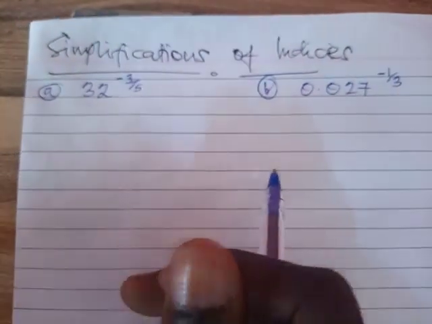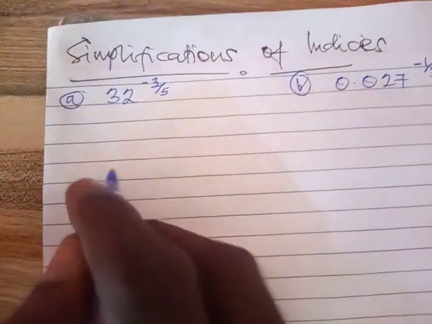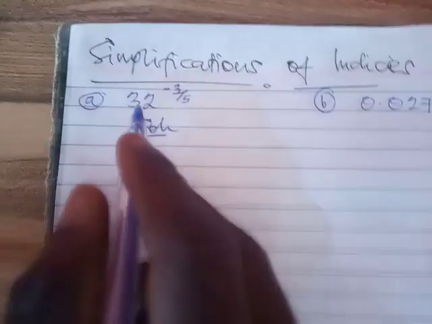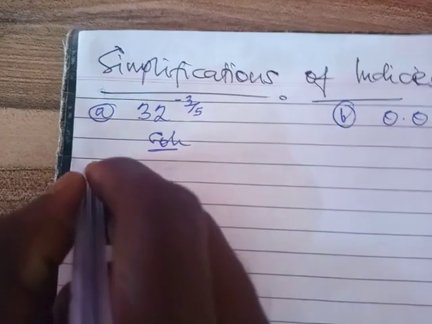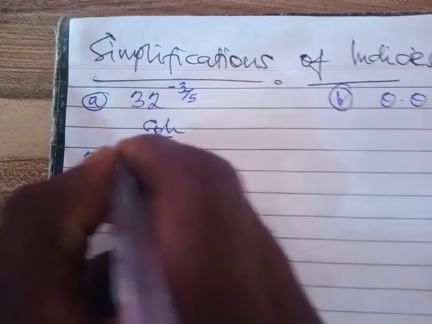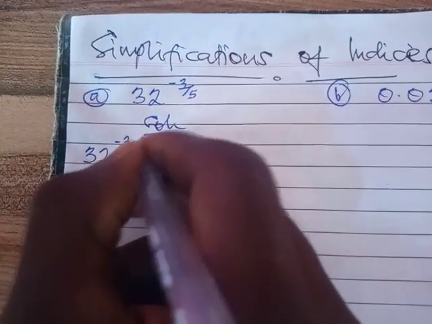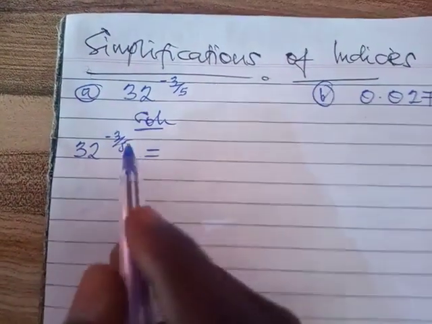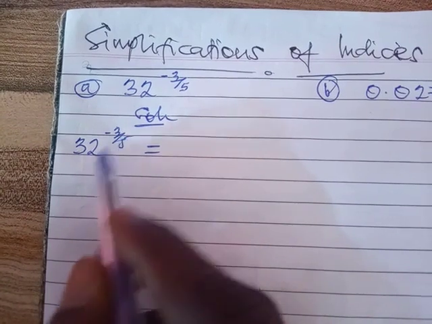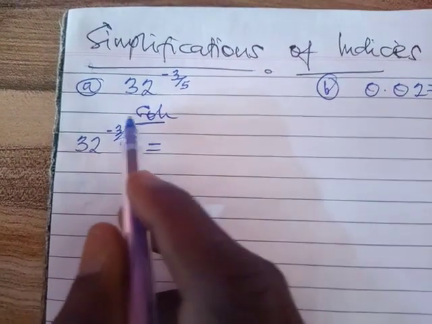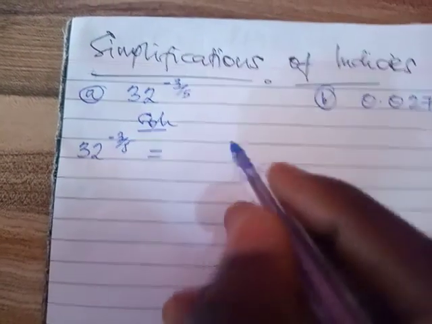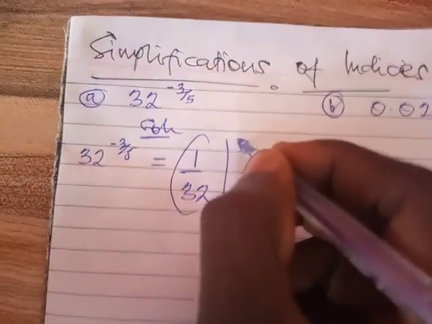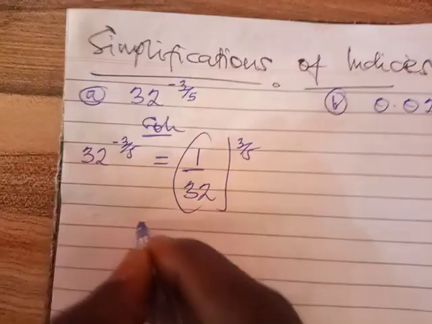Now, simplification of indices. Let's look at this problem. You have 32 exponent negative 3 on 5. From what we've learned so far, because this has a negative index, when you reciprocate this number, the negative index becomes a positive index. So we have 1 over 32 exponent 3 over 5.